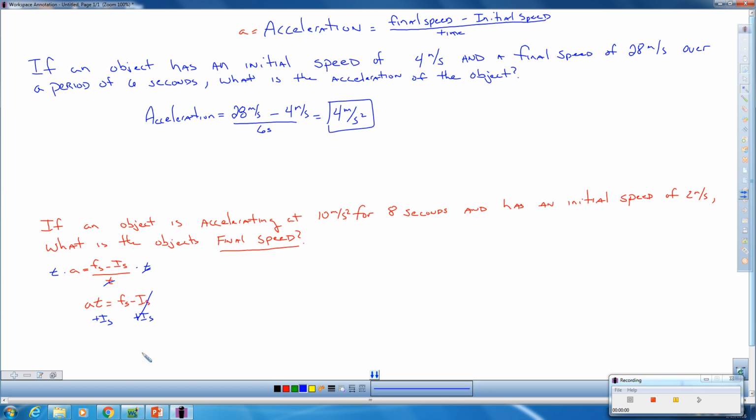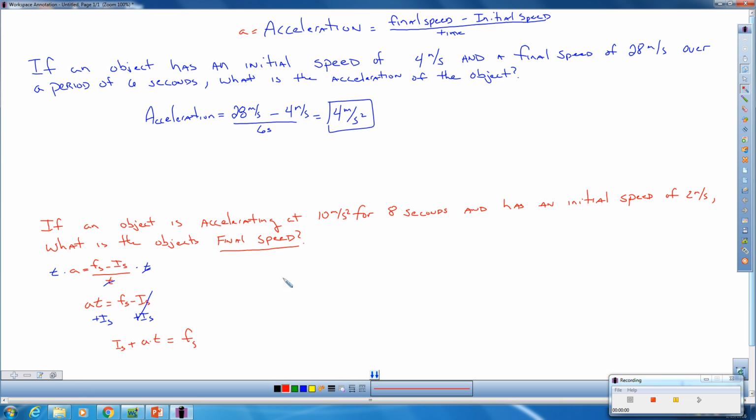So when we do that, we're going to cancel on this side. We're going to be left with initial speed plus acceleration times time. That's going to equal our final speed. Okay? So we can go ahead now and take our values and plug them in.